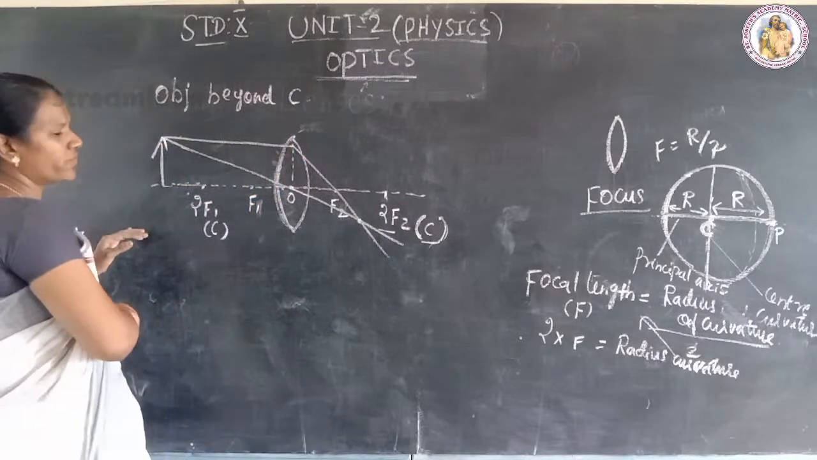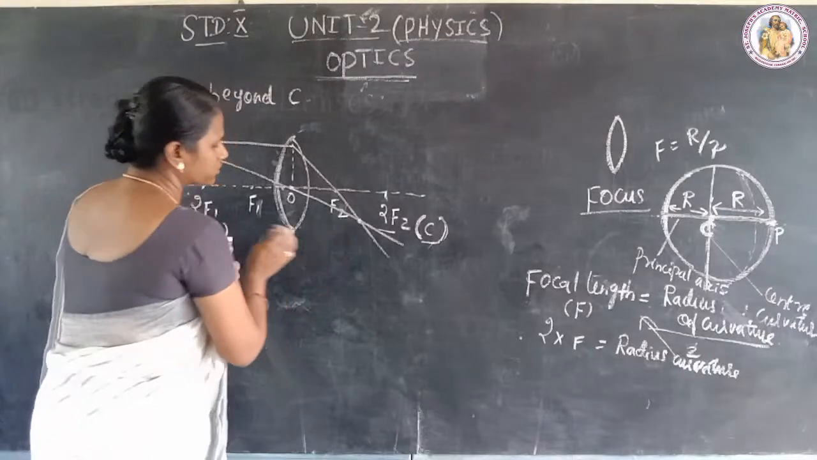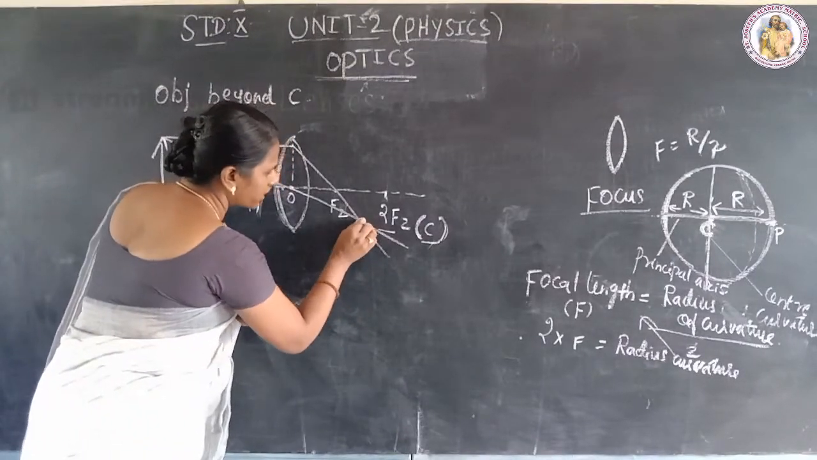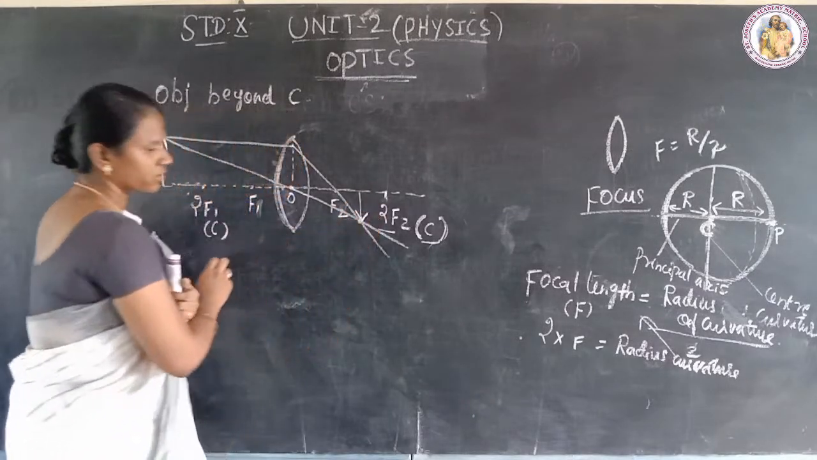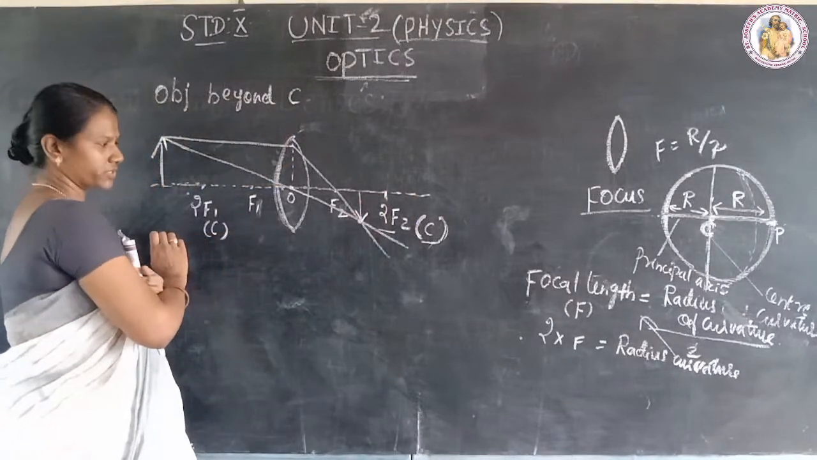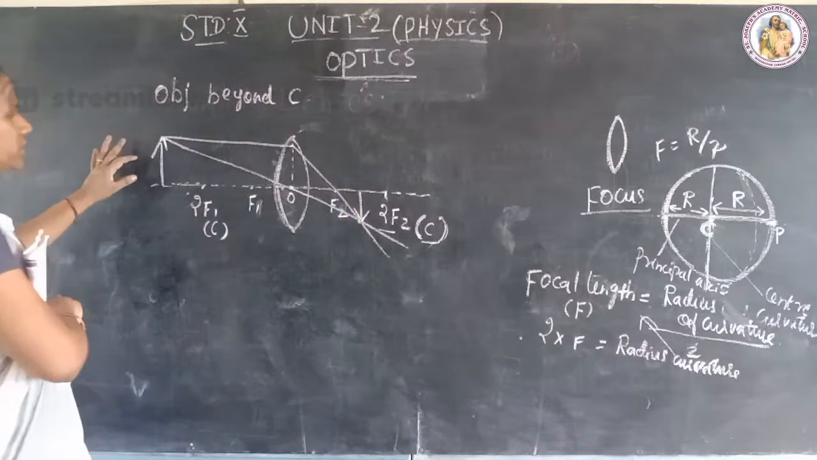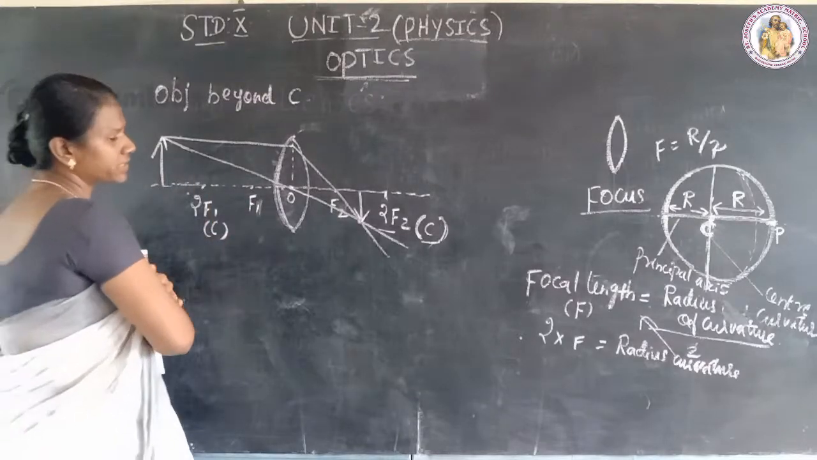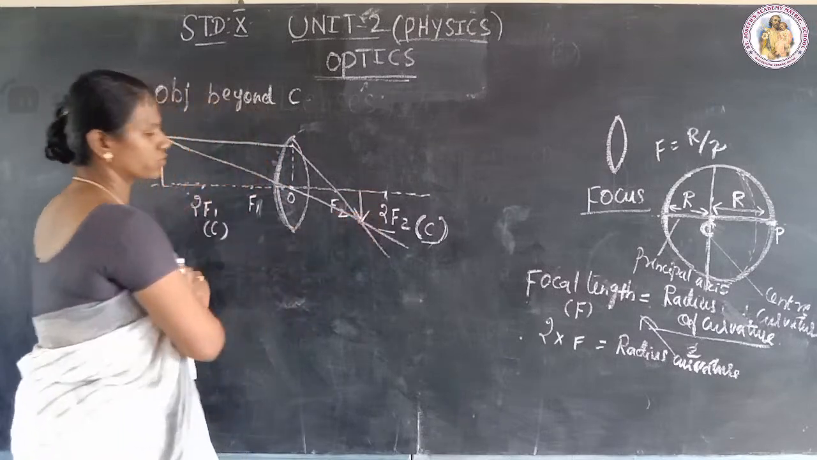So where the image will form after the refraction? In the refracted rays, wherever they converge, wherever they meet, the image forms there, in an upside down direction. Where the two refracted rays intersect, there the image is formed.